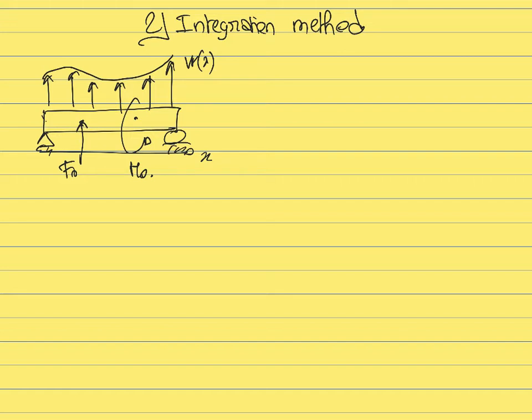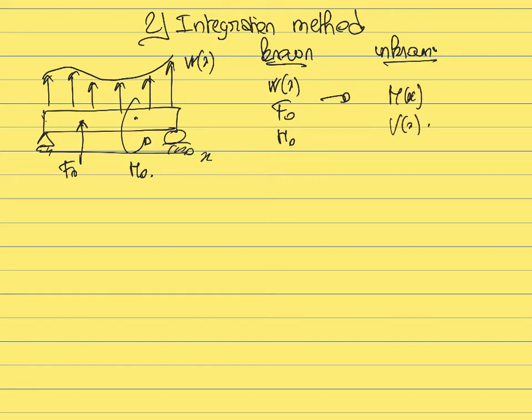What we want to do in this method is to convert what we know into what we don't know. What we know in this case are the external forces: the distributed load, W, the concentrated forces, and the concentrated moments. What is unknown is first the internal moment and the internal shear. Those are the internal forces acting within the beam, and those are the ones that we want to calculate.